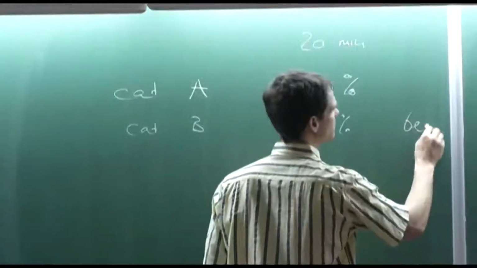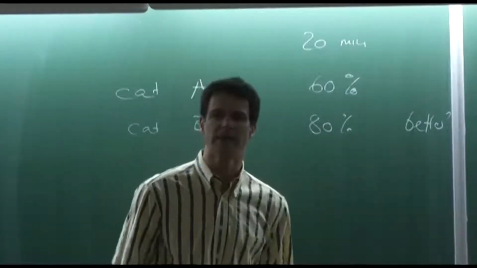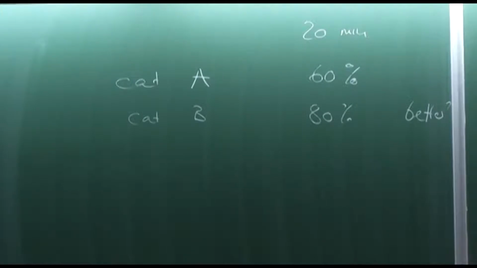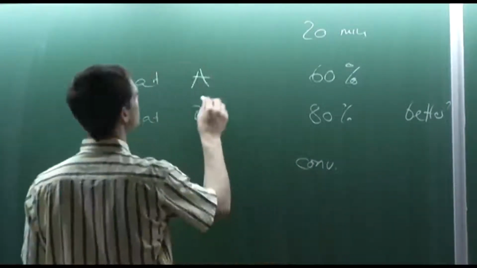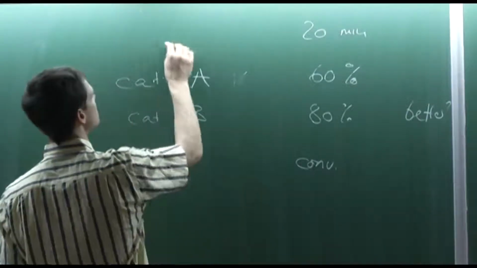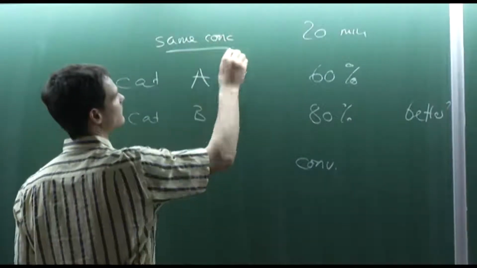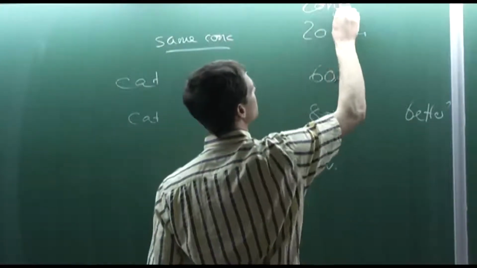Why? Why is B better? So what makes a good catalyst? When is a catalyst good? For the same amount of catalyst used, if the rate increases more. Yeah, let's say we both use 1 mole percent. Same concentration. So that's the conversion at 20 minutes.